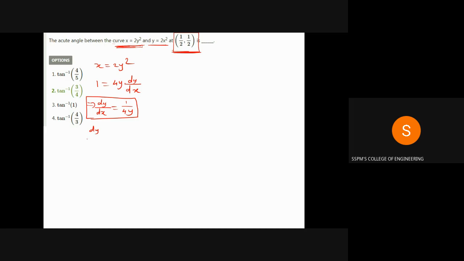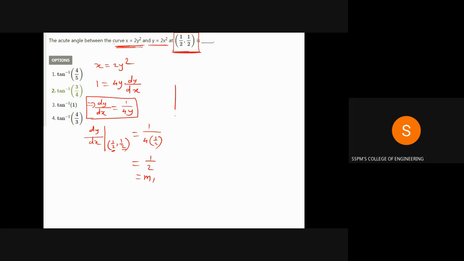So dy by dx at (1 by 2, 1 by 2) is what? It is 1 upon 4y. We do not need the value of x here, we only need the value of y. If we put the value of y, which is 1 by 2, we get 4 into 1 by 2, so it is 1 by 2. This is the slope of the first tangent, m1.